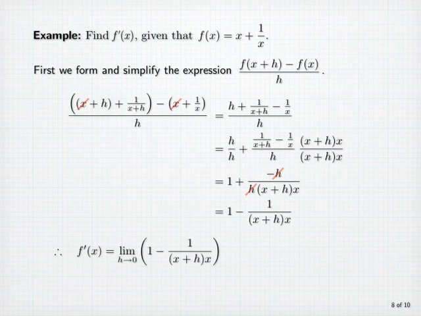which is finally in a form in which we can evaluate the limit as h approaches 0. Therefore, f prime of x is equal to the limit as h goes to 0 of 1 minus 1 over x plus h times x, which we can easily see is 1 minus 1 over x plus 0 times x, which is 1 minus 1 over x squared. We point out that this is a formula that will give us the slope of the graph of f at any given x.